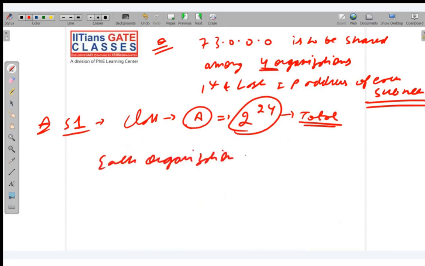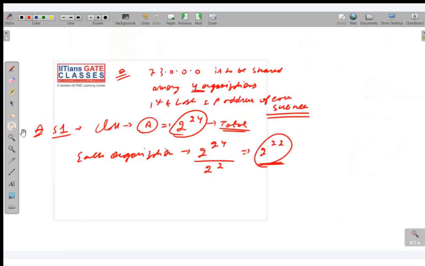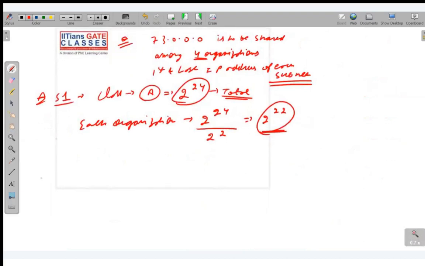Each organization gets 2 power 24 divided by 2 power 2, because a total of 4 organizations are there. So that is 2 power 22. Any doubt? No, sir. So 2 power 22 IP addresses. Now how will I show this? First octet, second, third, fourth. Total 4 octets. So here for class A, 73 is fixed.